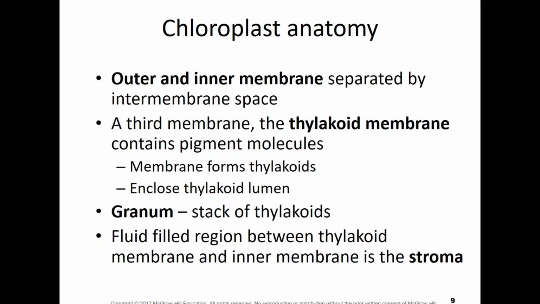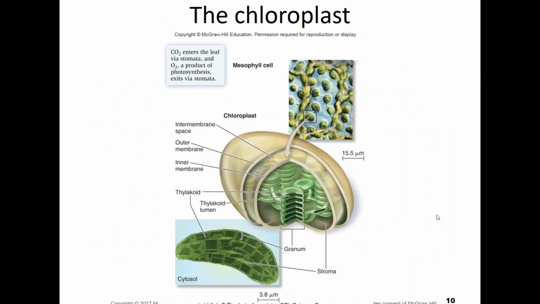That's the stroma. It's the fluid-filled region between the thylakoid membrane and the inner membrane. So it's actually between the innermost membrane of the chloroplast and then the thylakoid membrane. It's the gooey stuff that the thylakoids are sitting in. This picture will probably help you with that.